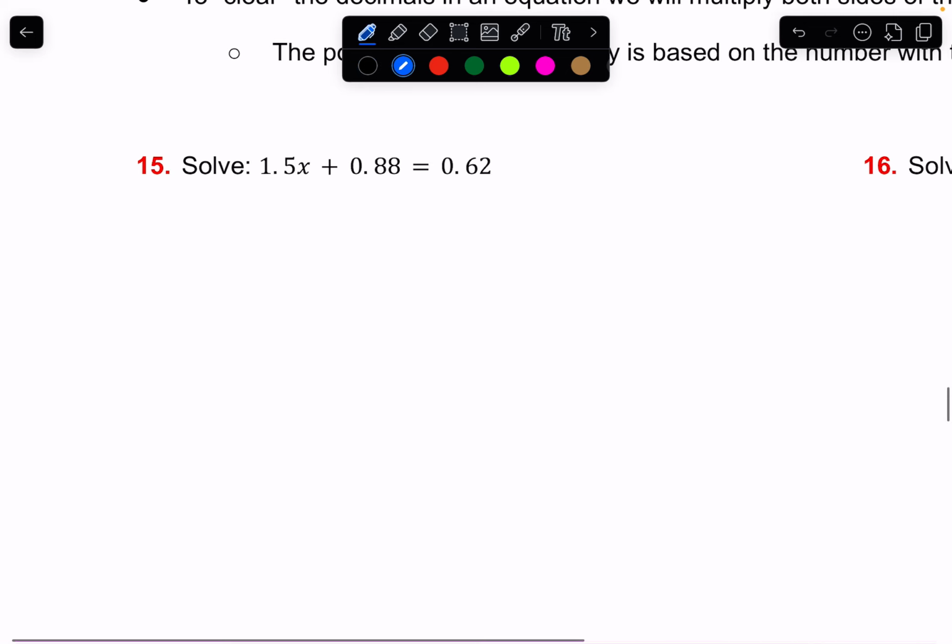So if we want to get rid of one decimal place on this 1.5, I would have to multiply by 10 to do that. But if I want to get rid of two decimal places on this 0.88, I have to multiply by 10 to the power 2, which is 100. And same thing, two decimal places on the 0.62, times 100. So overall, times 100 is what I'm going to do.